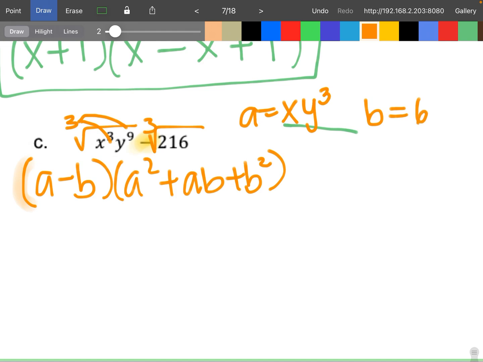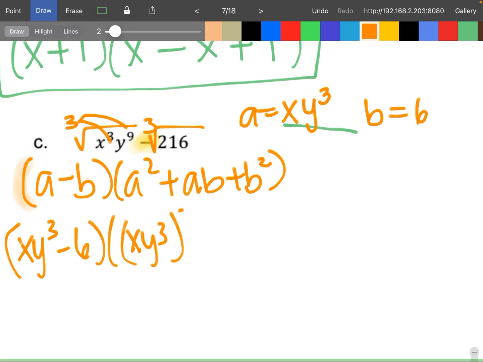So now we can go ahead and substitute these values in, a and b, into my formula. So it's going to be xy to the third minus 6 times (xy to the third) squared. Notice how I put that in parentheses like that, knowing I got to distribute, times xy to the third times 6, a times b, plus 6 squared. Again, just substituting in a and b.